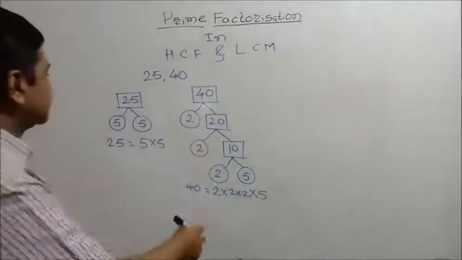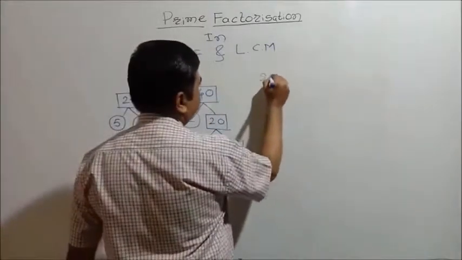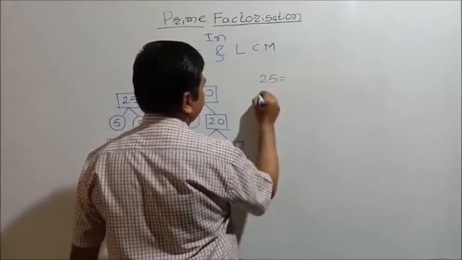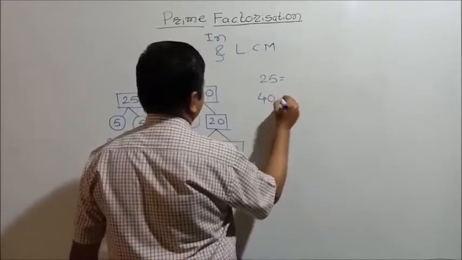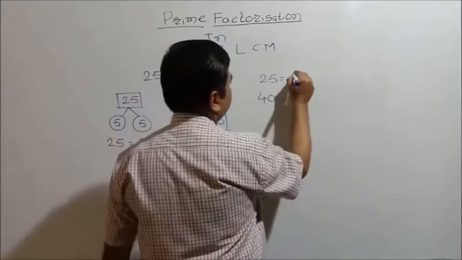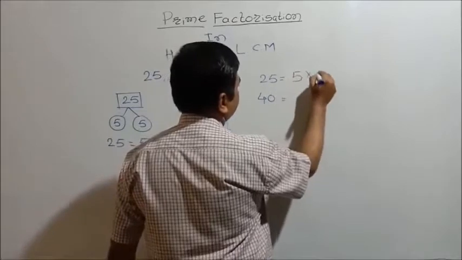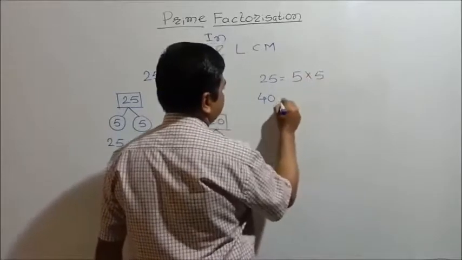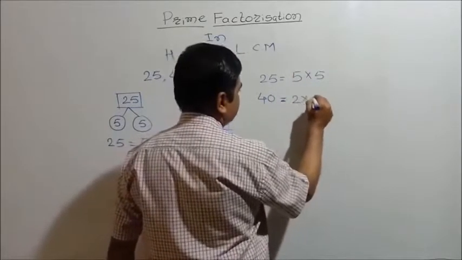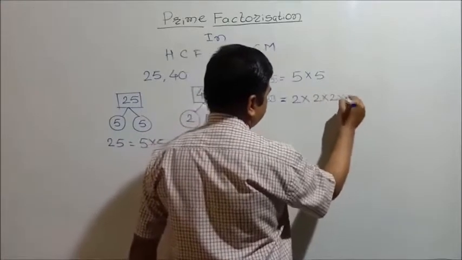Okay, now I am going to write down this prime factorization of 25 and 40 one below the other. So what are the prime factors of 25? 5 multiplied by 5. And for 40 it is 2 multiplied by 2 multiplied by 2 multiplied by 5.